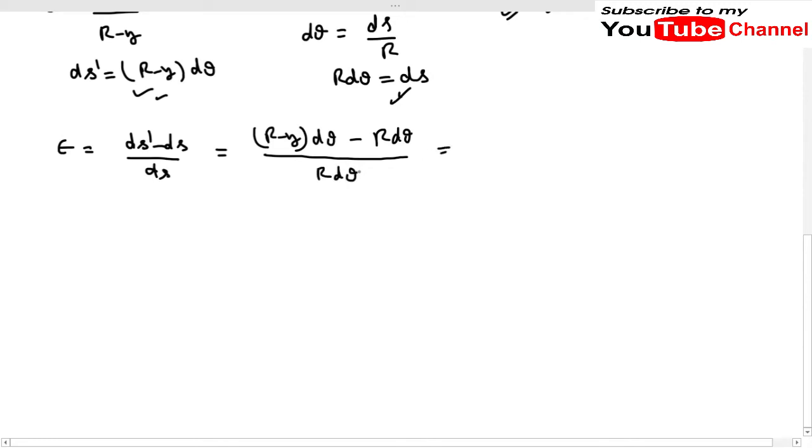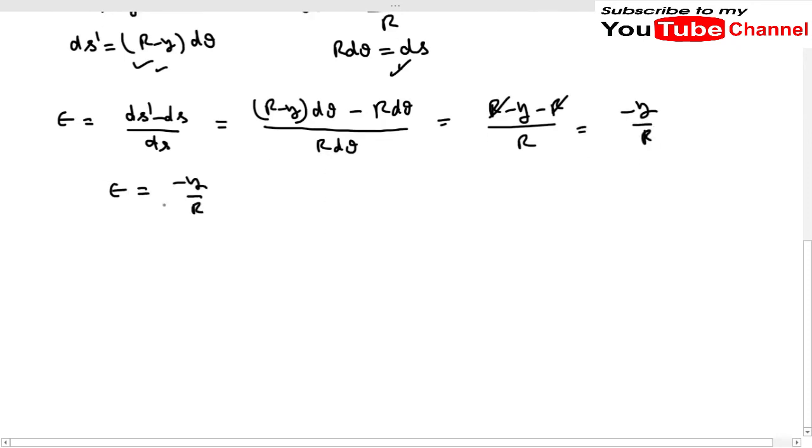So dθ will be cancelled out from the denominator and numerator, and the one thing which will remain is (r − y − r) divided by r, and these two r will also be cancelled out, so we will get only −y by r. So this is what we have got. Now after further simplification, we can write 1 by r will be equal to −ε by y.